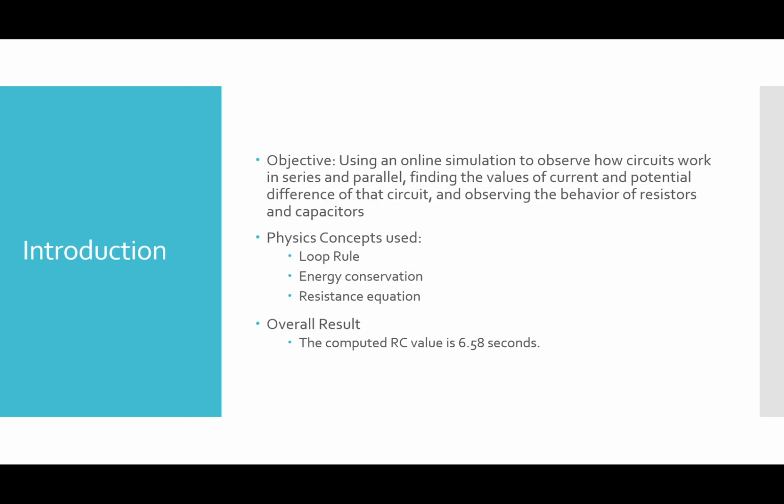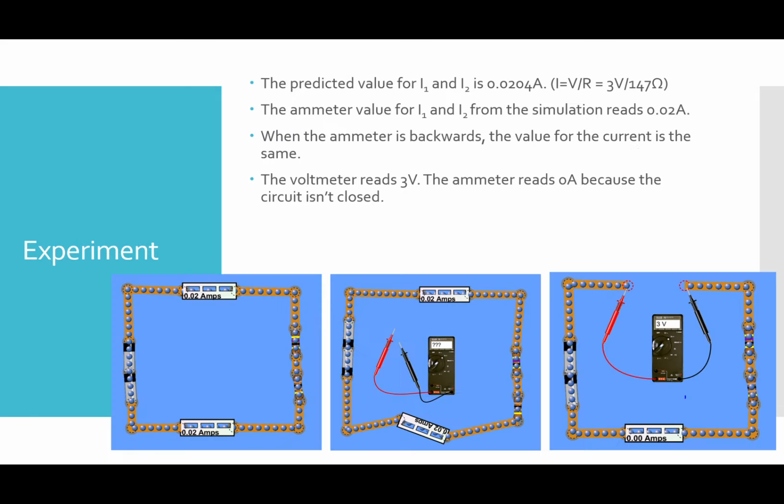The overall result I got at the end of the lab was that the computed RC value was 6.58 seconds. The predicted value of current 1 and current 2 is 0.0204 amps, which is found by I equals V over R, which is 3 volts over 147 ohms.